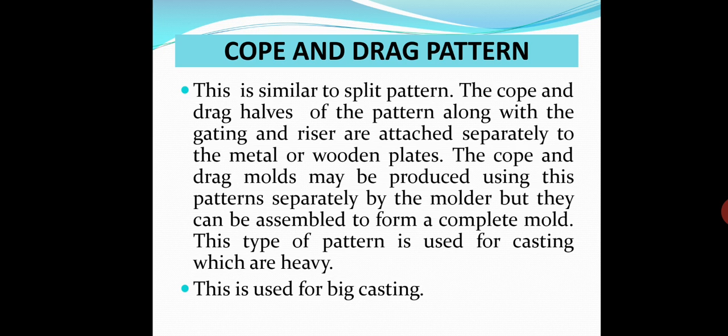The molds are made separately in two different halves, but they can be assembled to form a complete mold. This type of pattern is used for castings which are heavy. So they are molded in two different parts of the mold box and then assembled to form a complete mold. This is used for big casting.